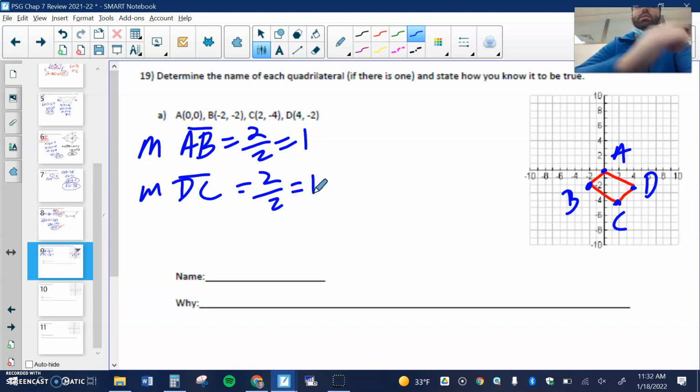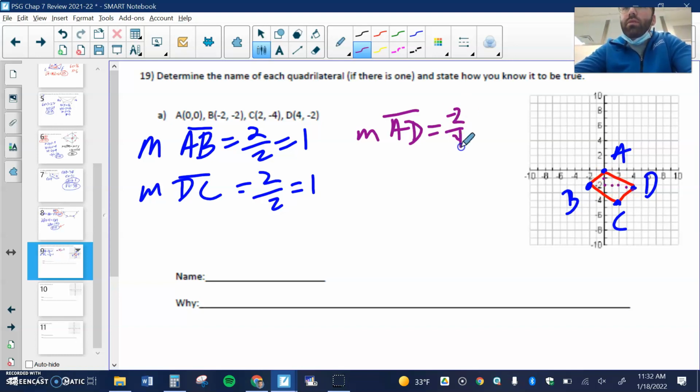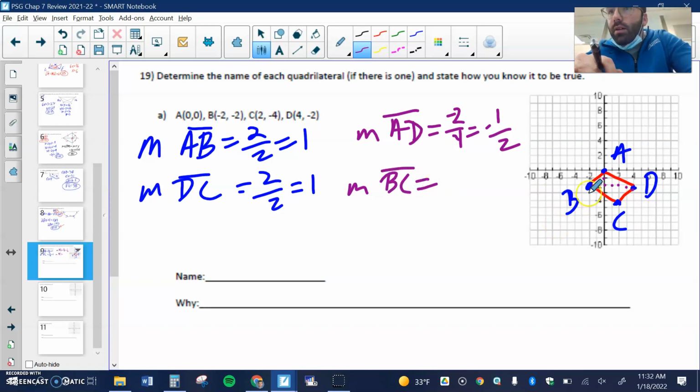All right, so I want to see the slope of AD now, to see if those are also parallel, to see if we have a parallelogram. So it's down 1, 2 over 1, 2, 3, 4. So -2 over 4, which is -1/2. Then the slope of BC equals down 1, 2 over 1, 2, 3, 4. -2 over 4, which is -1/2.